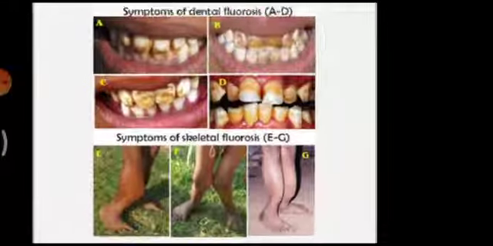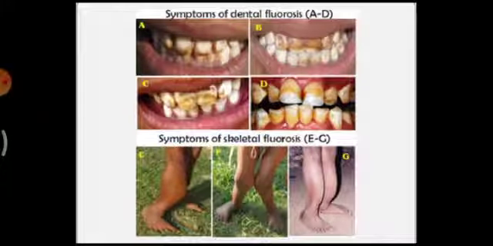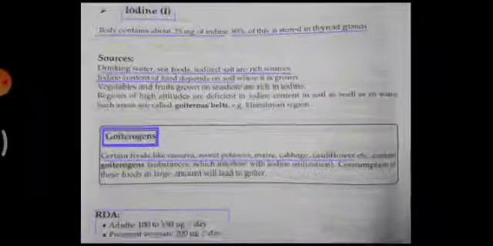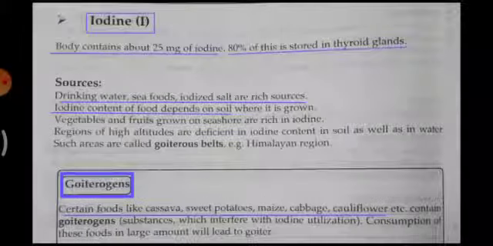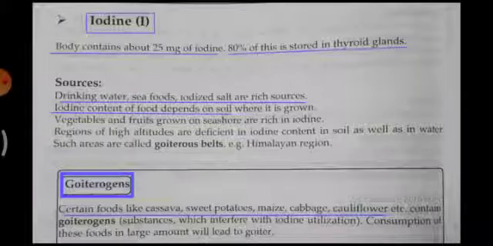So excess of fluorine is also detrimental or harmful, and decreased fluorine is also harmful for the body. Coming to iodine: fluorine is F minus, similarly iodine is I minus. Fluorine ends with INE, iodine also ends with INE, and we also have chlorine ending with INE, and also bromine.